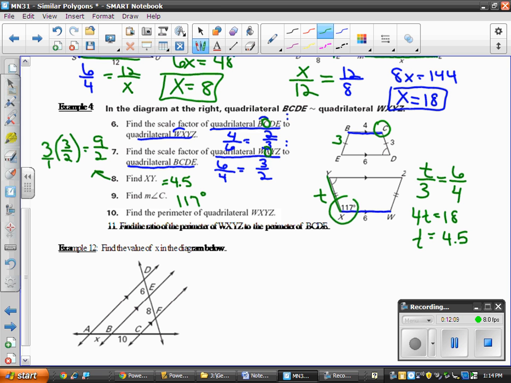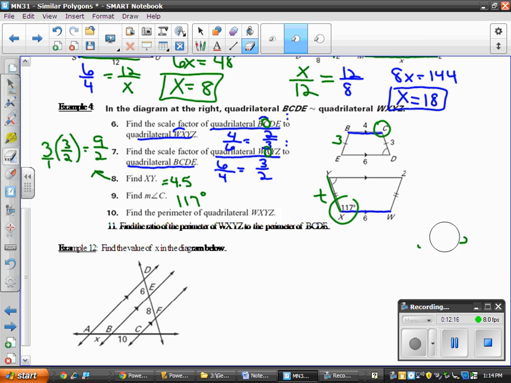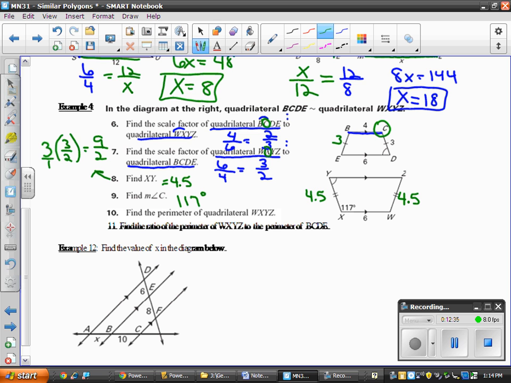It says find the perimeter of quadrilateral WXYZ. So I'm going to erase some of this stuff because it's gotten kind of cluttered over here. We know that this side is 6. Again, you can go around and figure out all these lengths. This is 4.5, we already found that. We know this is 4.5 because it's showing that they're congruent. This side is congruent to this side. We still need to find this.